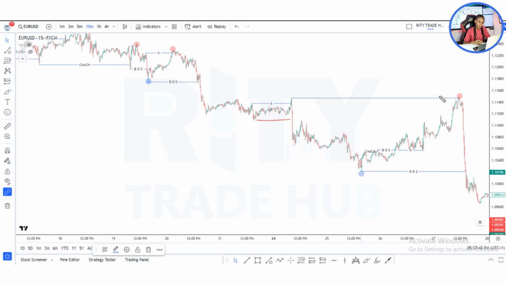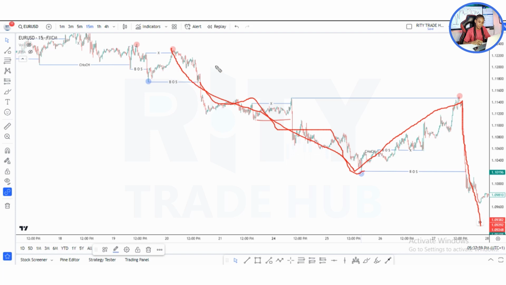So if we're marking our structures right now, this is a major structure right here. It's going to be something like this, like this and this. All of these right now are internal structures. So guys, you need to understand this and trade this correctly.